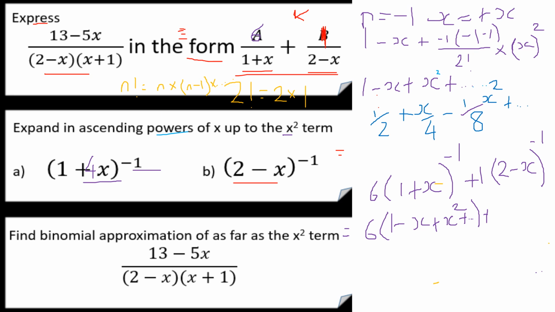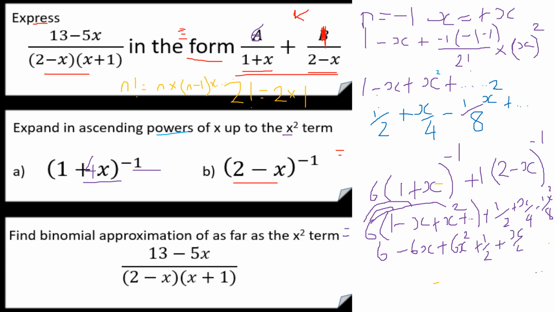here, so plus a half, plus x quarters, or x over 4, minus 1/8 x squared, plus dot dot dot. So expanding this out, guys, 6 lots of 1 is 6, 6 lots of minus x goes to minus 6x, 6 lots of x squared is plus 6x squared, and then I've got plus a half, plus x over 4, minus 1/8 x squared.